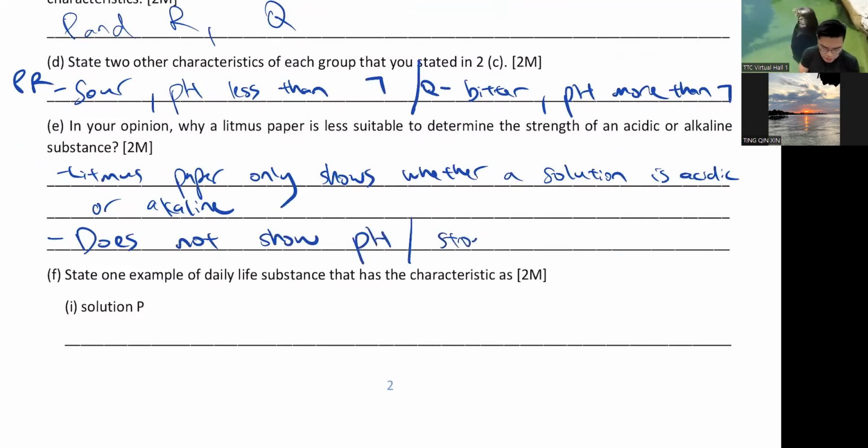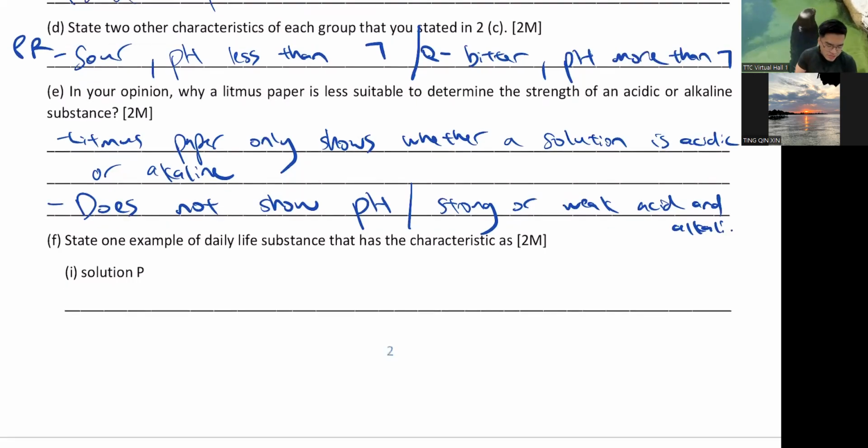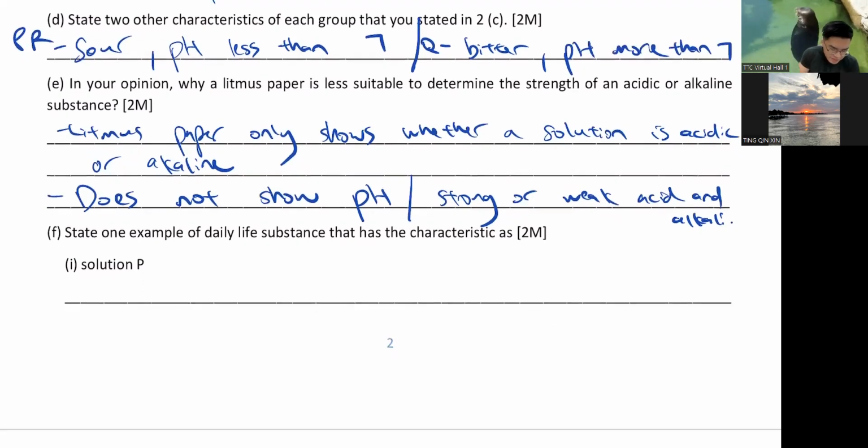Or you can say it does not show strong or weak acid and alkaline. It doesn't know which is weak or strong, it only tells you whether it is acid, not acid, or alkaline. That's all, it doesn't tell you about the strength. So that's why in secondary school, Year 7, we don't use litmus paper, because litmus paper is for primary school. It's too easy. Primary school doesn't learn pH, you just need to know this is acidic, this is alkaline, that's all. But now we need pH.